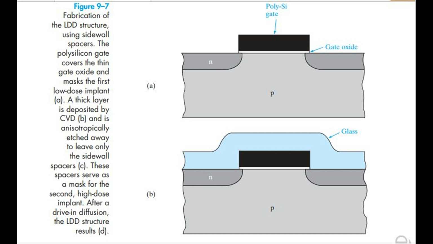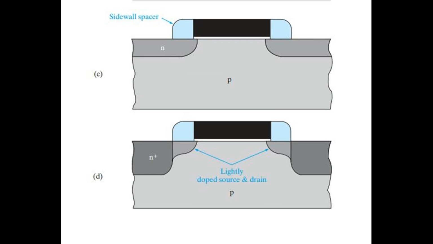The polysilicon gate covers the thin gate oxide and masks the first low-dose implant, A. A thick layer is deposited by CVD, B, and is anisotropically etched away to leave only the sidewall spacers, C. These spacers serve as a mask for the second, high-dose implant. After a drive-in diffusion, the lightly doped drain structure results, D.